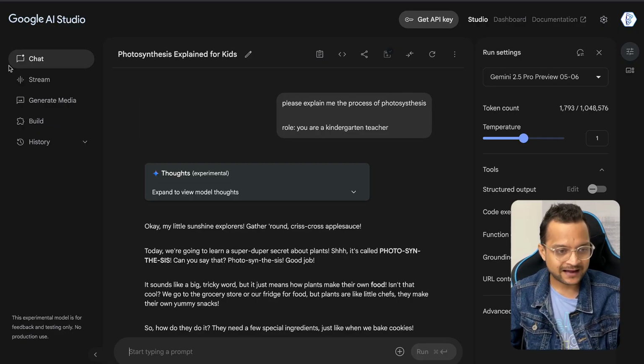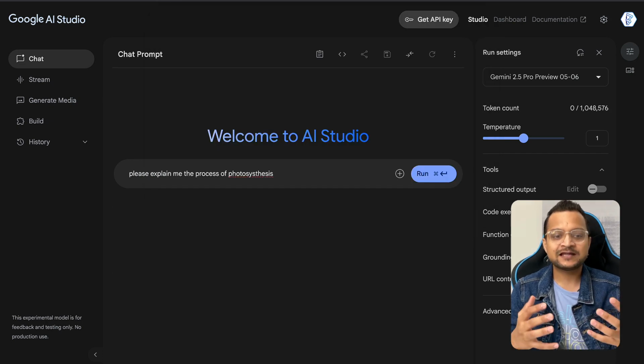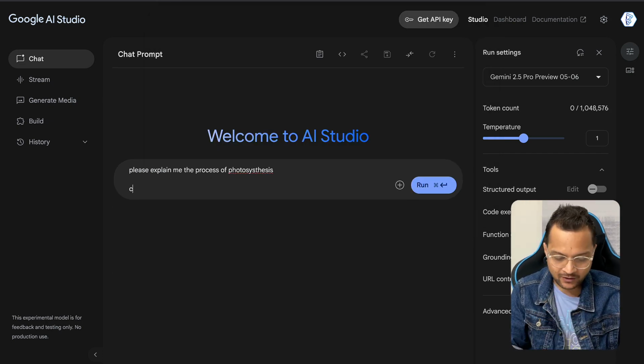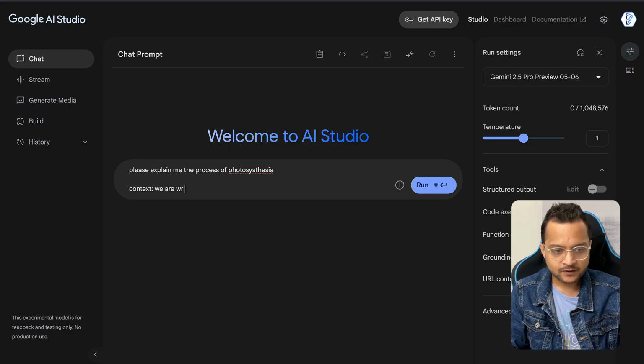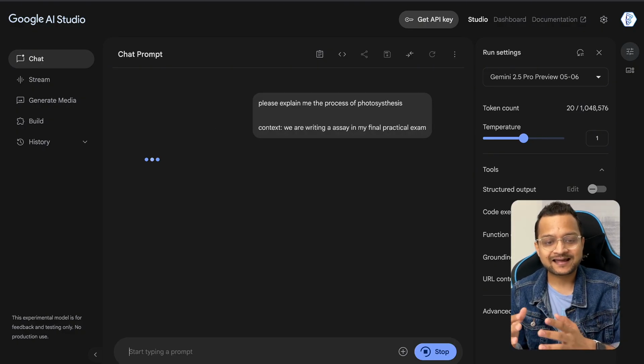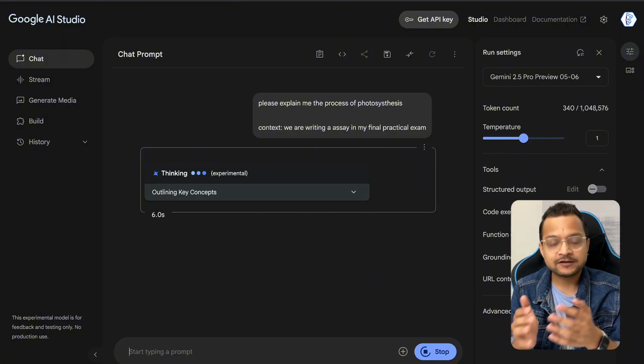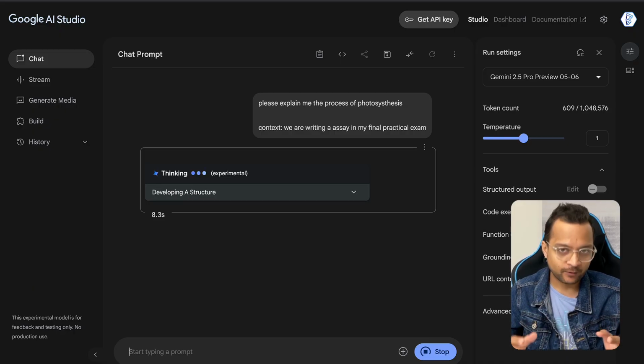Okay, let's get back here. So remember the process of photosynthesis. Explain to me the process of photosynthesis. Now I can provide the context: we are writing an essay in my final practical exam. Okay, so this is now the final practical exam essay. So we have provided a context of what we are actually doing in this prompting.